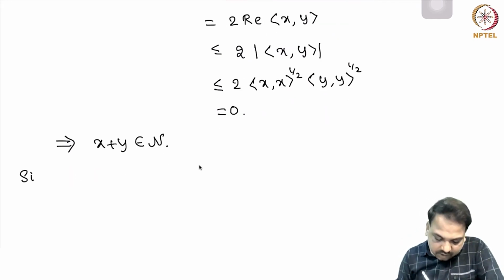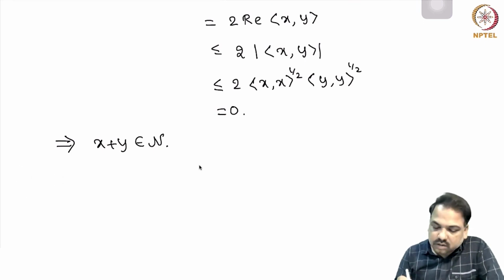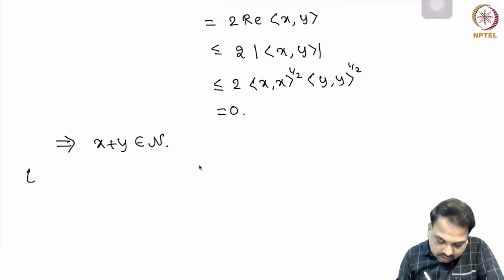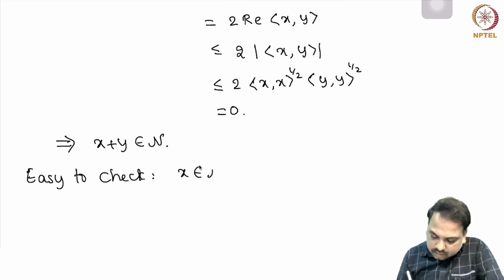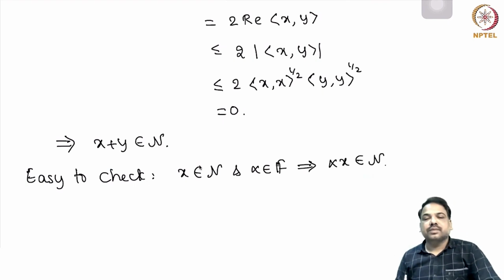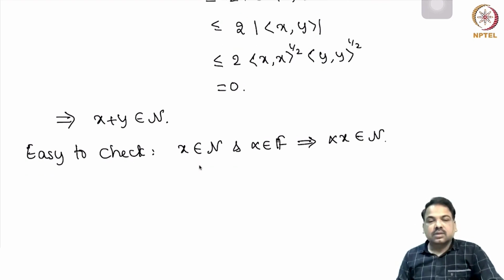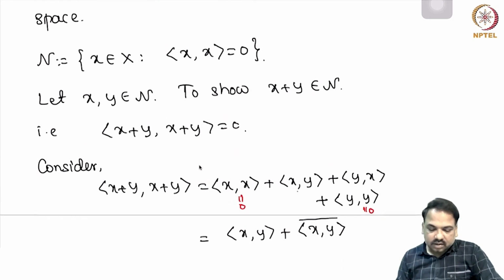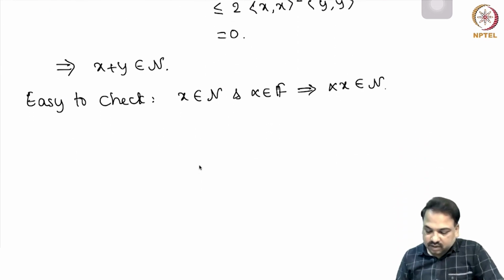Similarly, with this simple reasoning we can show that, and it is easy to check, if alpha is an element from the field, then alpha x is in N. This says that this N, whatever we have defined, is a vector subspace of X.